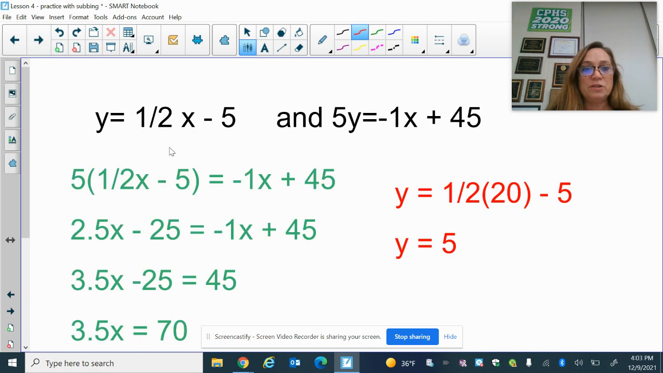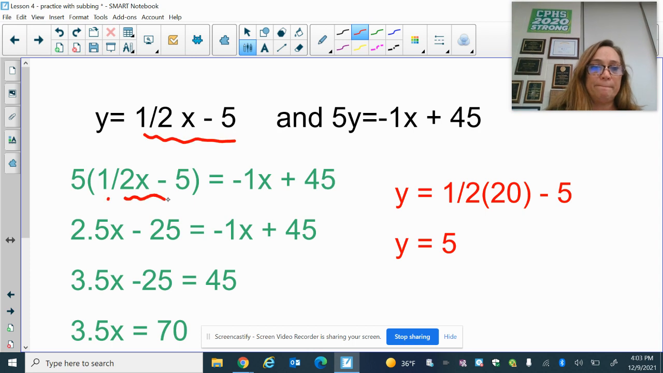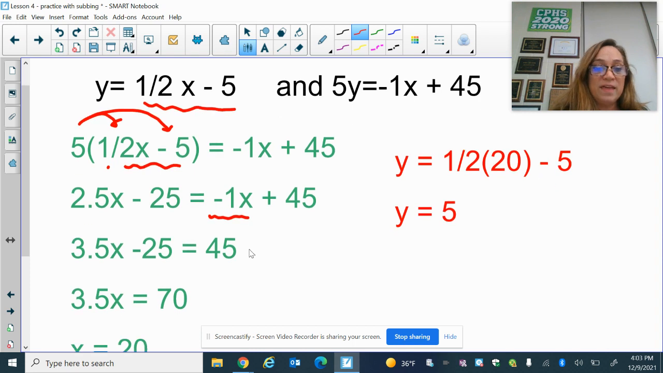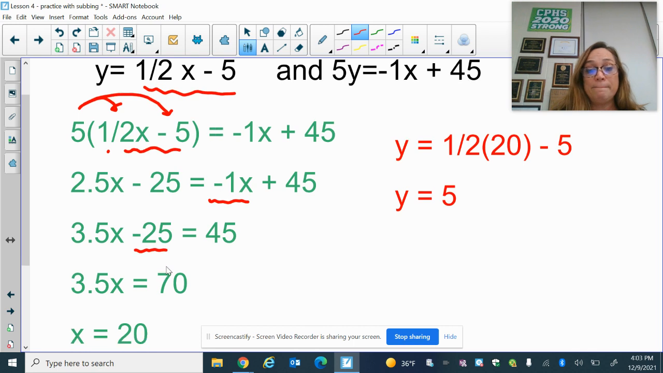All right. So as you see, I took this right here and I put it right here. Then I use the distributive property. And you have to be careful with that. Make sure you get both. And then I decided to move the subtracting 1x by adding 1x. That's the addition property of equality. And then moving the subtracting of 25, again, addition property of equality.